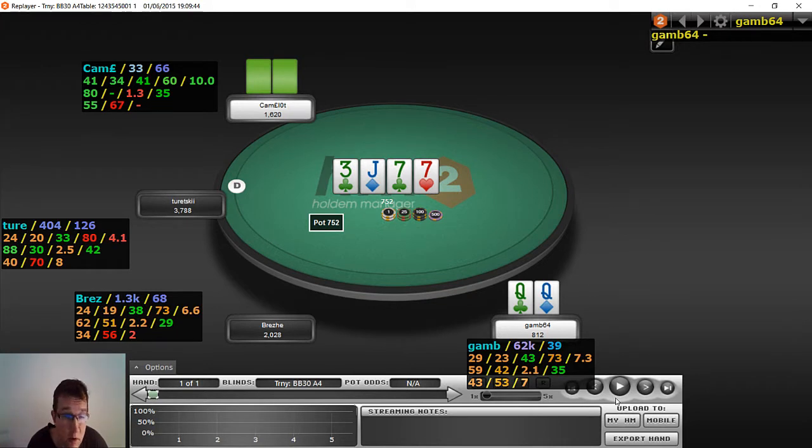He may have a 7 or a 3. It doesn't matter if he's got a 7 at this point. I'm committed, so I just need to continue betting. And it's about finding the bet sizes. Do I want to go with an all-in now, 812 into 752? Or do I want to stagger it across the 2 streets?